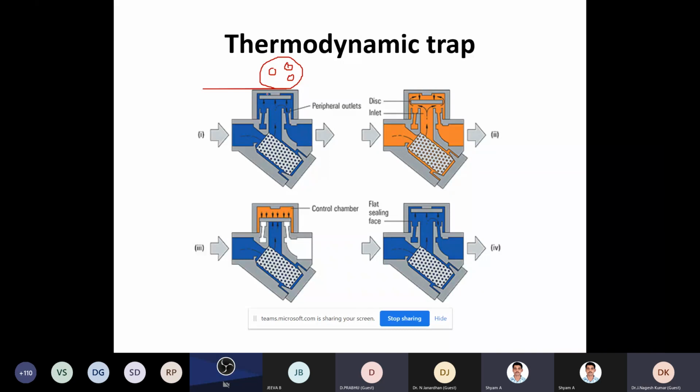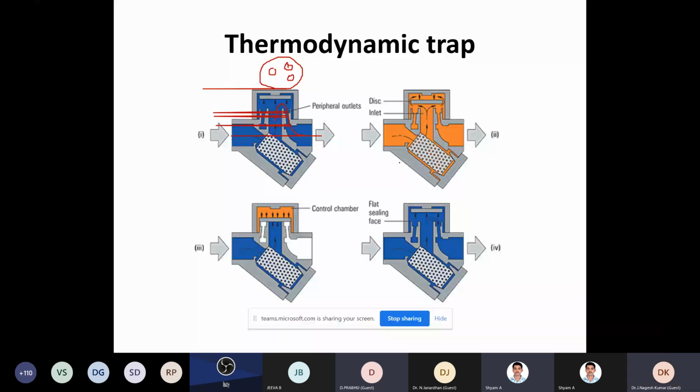Now, this is the disc. This disc is sitting like this. The condensate comes, so it is sitting freely floating on these outlets. Condensate comes through the strainer, it lifts the lid by its shear force, and then all the condensate comes out like this.